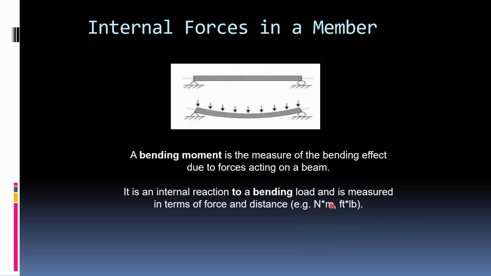The bending moment is the measure of the bending effect due to forces acting on the beam. So here's this beam. If you have some applied load to the beam, hopefully your beam doesn't look like this unless it's a really weak piece of wood or something, but it has a moment. It causes a bending to it, and it's an internal reaction to a bending load. And the bending moment is measured in terms of force and distance. So it's a moment, right? So Newton meters, foot-pounds, some force and distance combined. That is what the bending moment is.